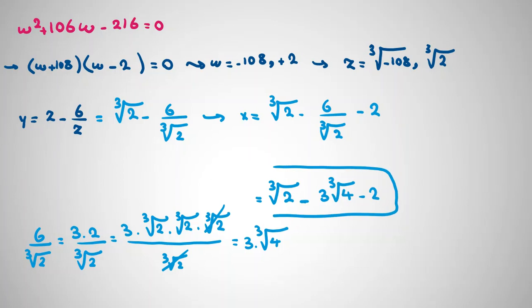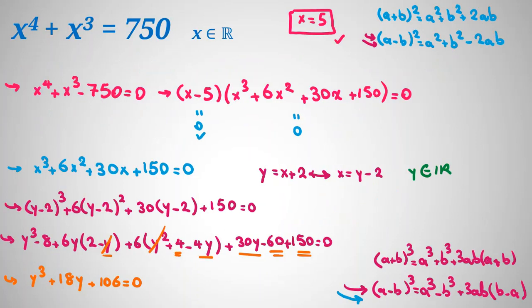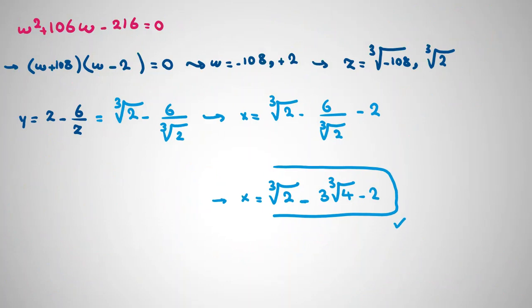Okay, so we found and we proved it. But we have only one answer because the function was increasing. We have only one answer for x. So our first answer was x equal to 5, and our second answer is this. We found two answers for x.